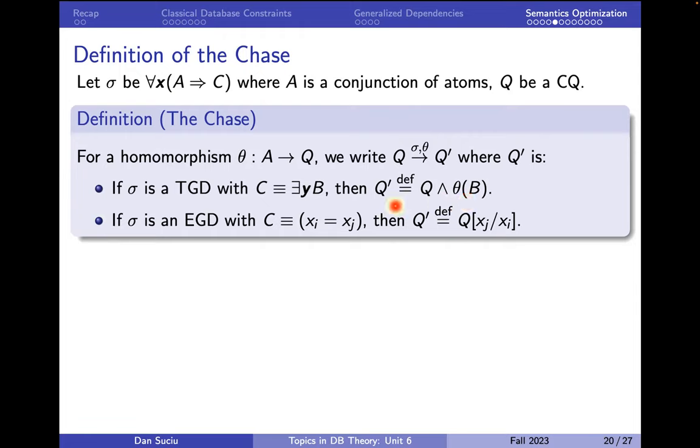Notice that B has a new variable Y. That variable will still occur here. We need to make sure it doesn't clash with any variable of Q. So we might need to rename it.